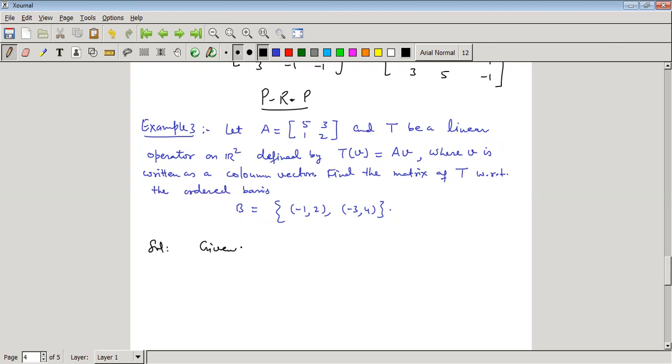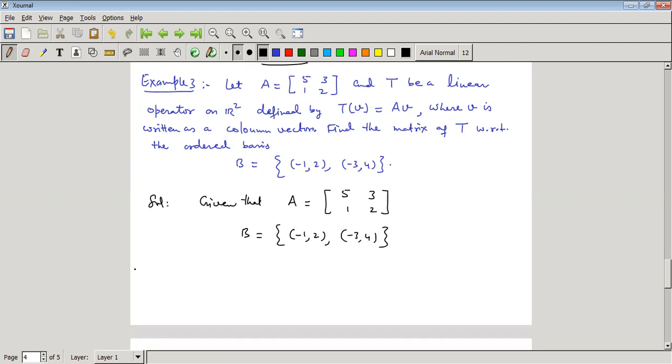So what is given? Given that matrix A is equal to 5, 3, 1, 2, and the basis set B is equal to minus 1, comma 2 and minus 3, comma 4. So these are the bases. Any vector V in R2, and what is our V? That is V is equal to x comma y.